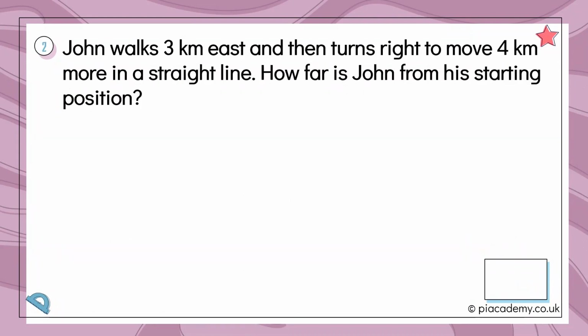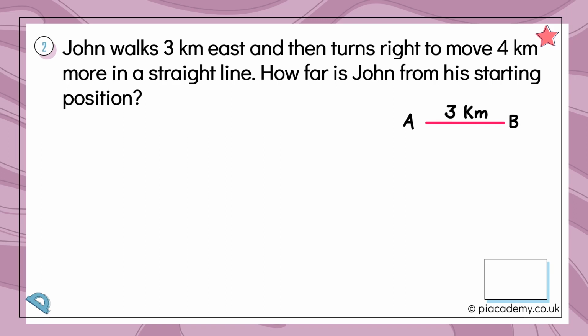Question 2. John walks 3 kilometers east and then turns right to move 4 kilometers more in a straight line. How far is John from his starting position? Well, in order to understand how to work this question out, we need a reference diagram. So let us mark the initial position of John as A. Now, since he walks 3 kilometers east, it is going to be in this direction, where his position is marked by B and the distance is marked as 3 kilometers.